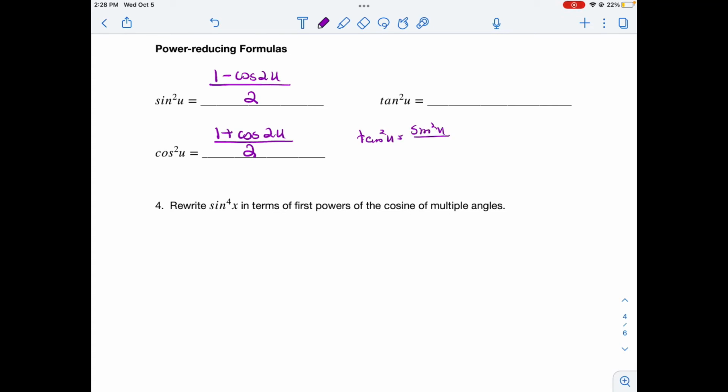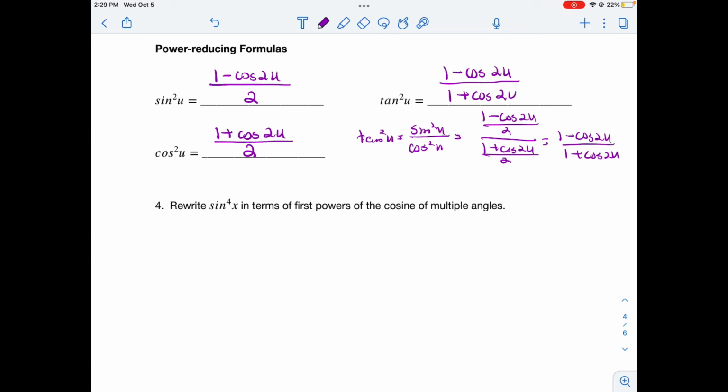Now to get tangent, remember that's just sine divided by cosine. So I'm just going to take my sine formula here, my cosine formula here, and we're going to divide them. And so when you flip the bottom one, the 2's just cancel out. And so I end up with (1 minus cosine of 2u) divided by (1 plus cosine of 2u). So that'll be my formula for tangent squared u.